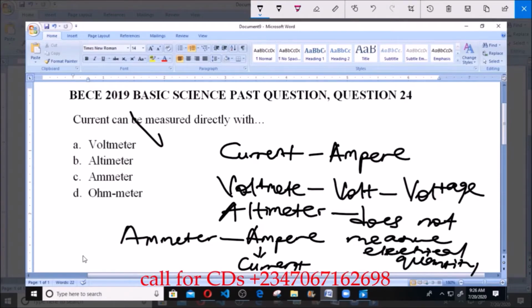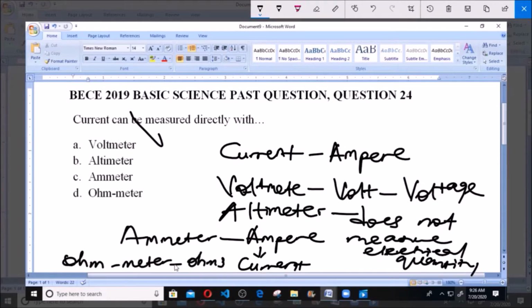And D here says what? Ohm meter. Now ohm meter measures in what? It measures in ohms. And ohms is a unit of what? Ohms is a unit of resistance.